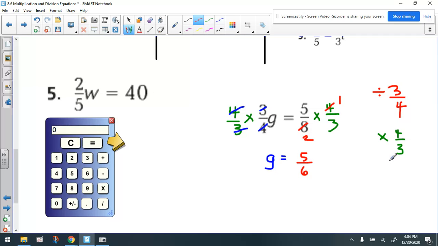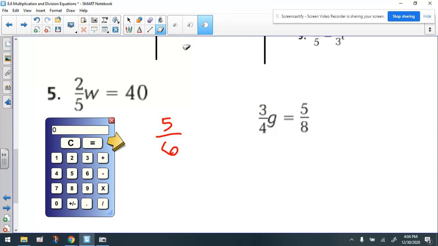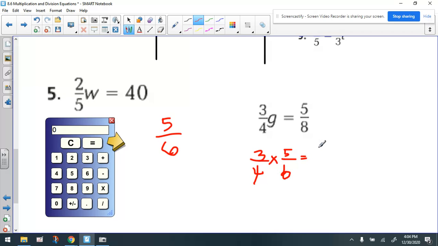Now again, we don't have to sit around and wonder, did we get it right? We're going to take our solution, which I'm just going to write over here so we don't forget, and substitute it in and do what's called a check. So if we substitute in the value, 3/4 times g, which remember for g we got 5/6, should equal this, which is 5/8.